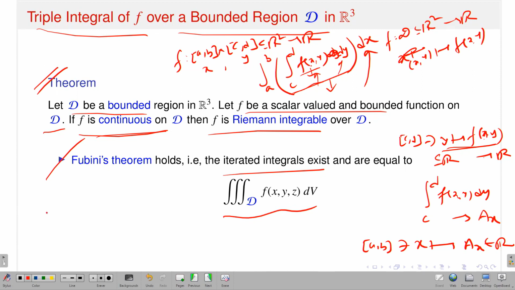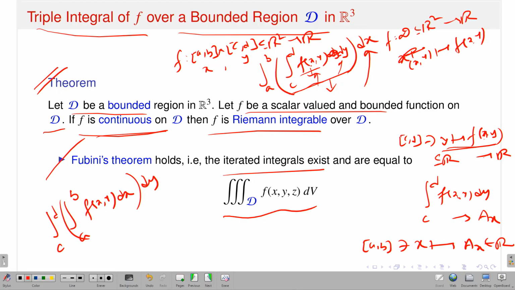Another iterated integral: you have c to d, a to b, f of x y. Then what you have to do? First you have to perform the integration with respect to the x variable and then the y variable. So, that is called an iterated integral. And if you remember, Fubini's theorem says if my function is continuous, both the iterated integrals exist and the double integral exists, and they are all equal.